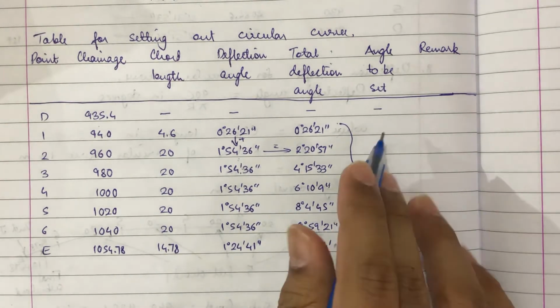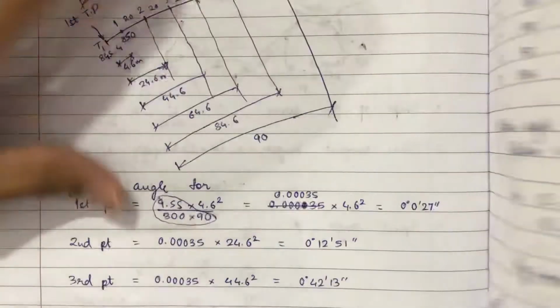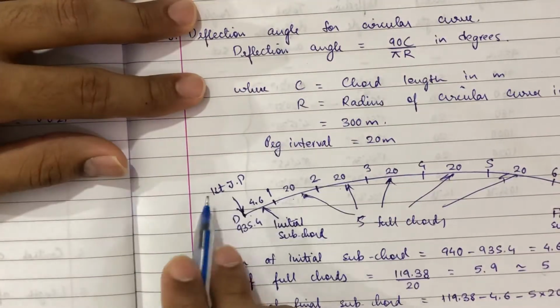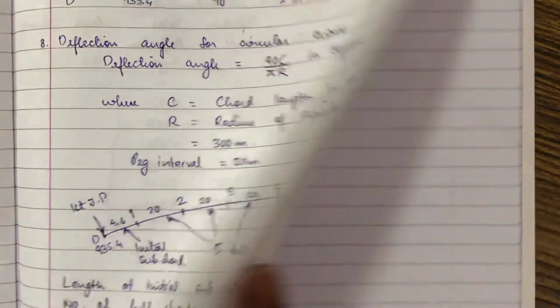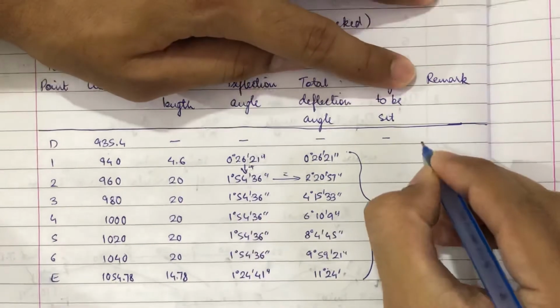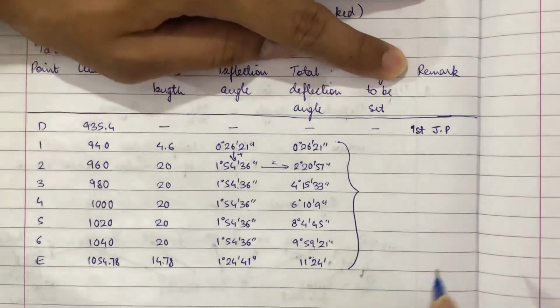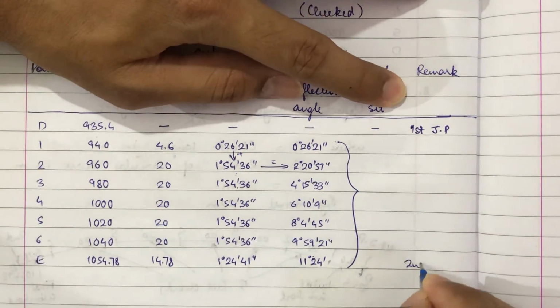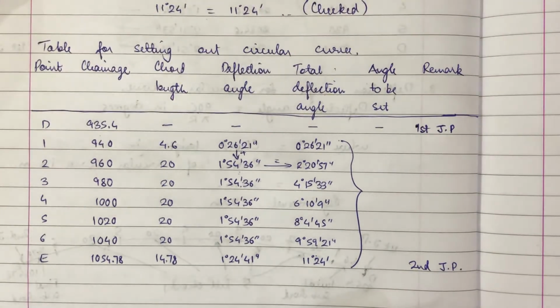And in the remark column, what can we write? What is this D? D is the first junction point, and E is the second junction point. So we can write D as the first junction point, and E as the second junction point.